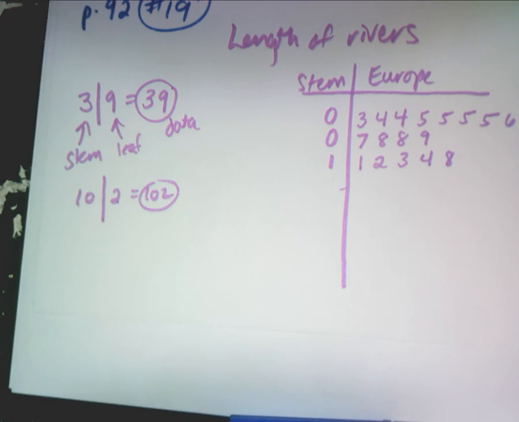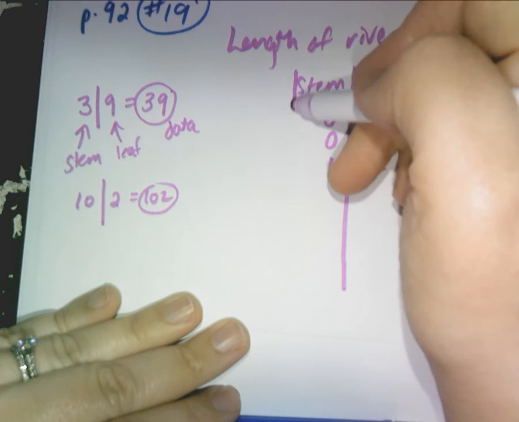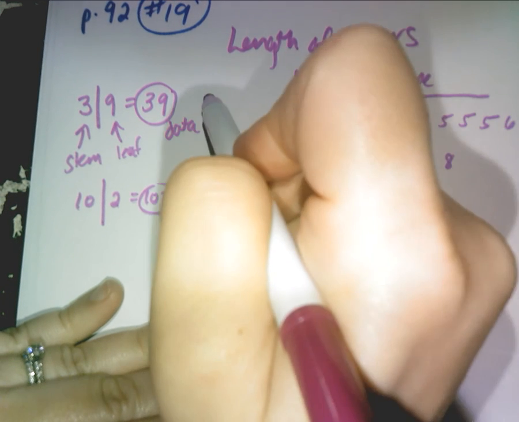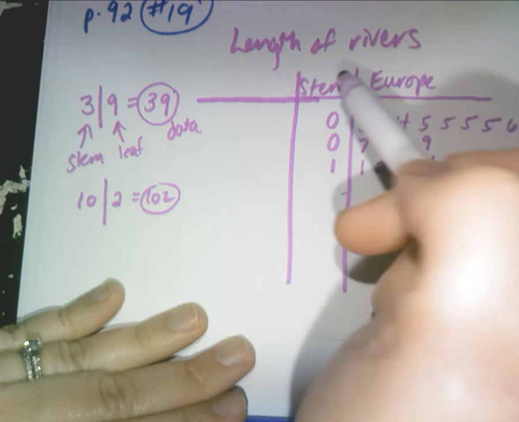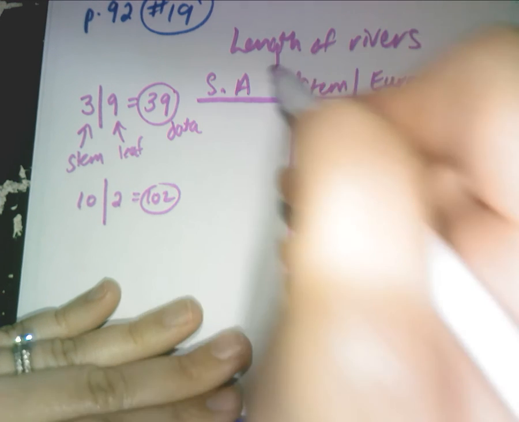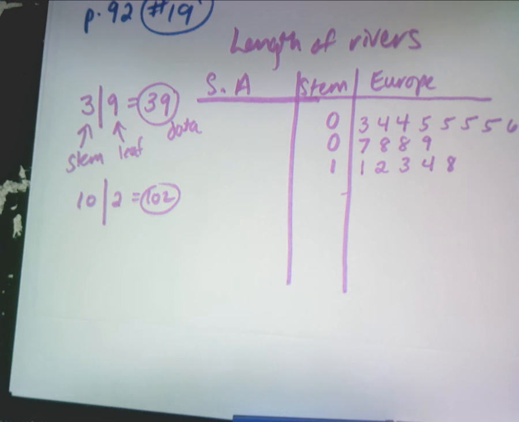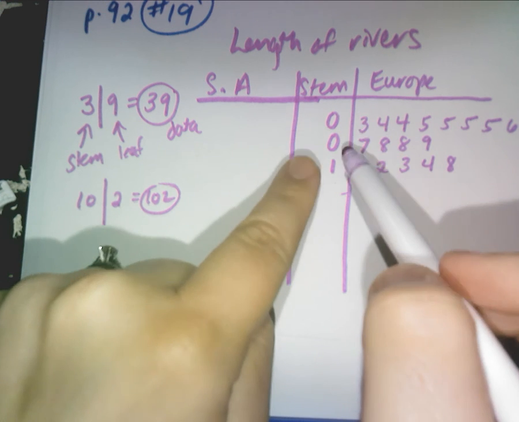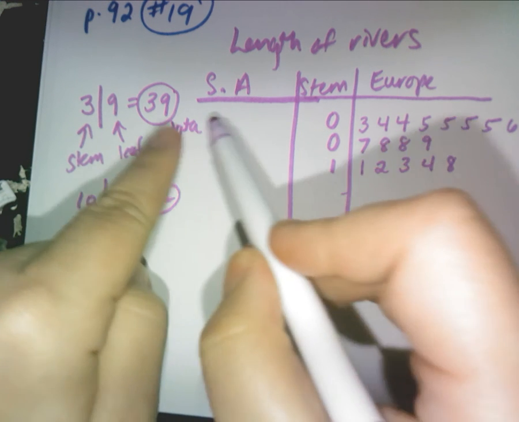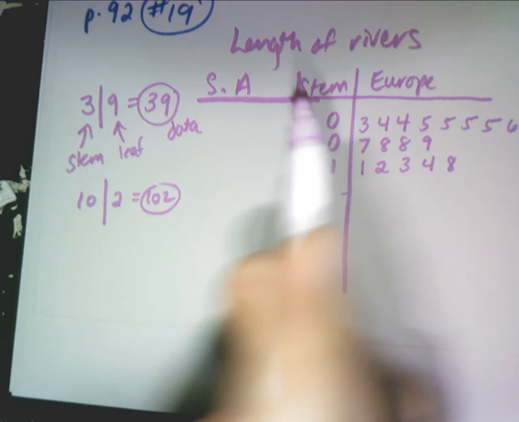But this question asks us to do what's called a back-to-back stem and leaf plot. So you're like, well, what does that mean? So here's what's weird. You go like this. I know, if you don't have room, that's okay. And South America would be on this side. And now the stem is backwards. So it's going to be kind of weird. So this is still your stem, but now your leaves go this way. Okay, so let me show you what I mean.